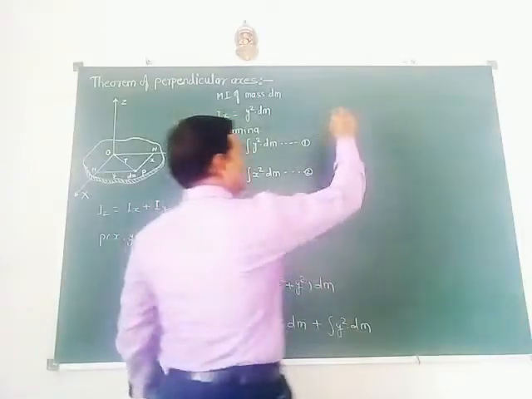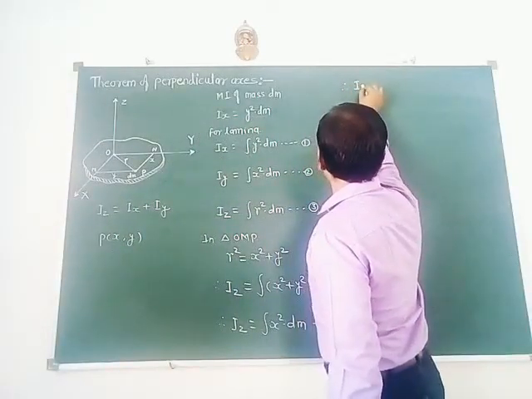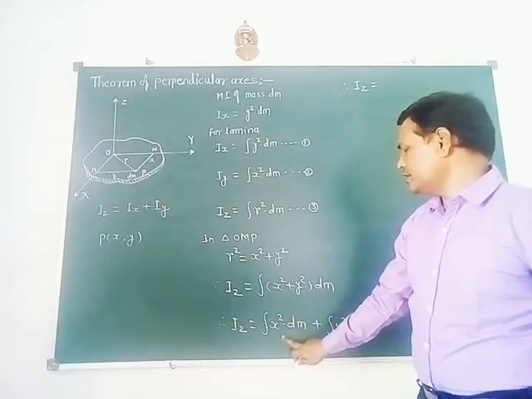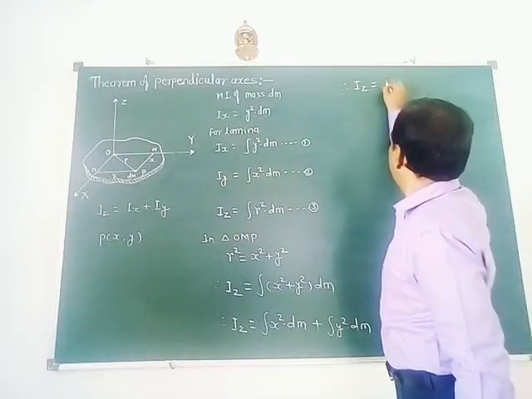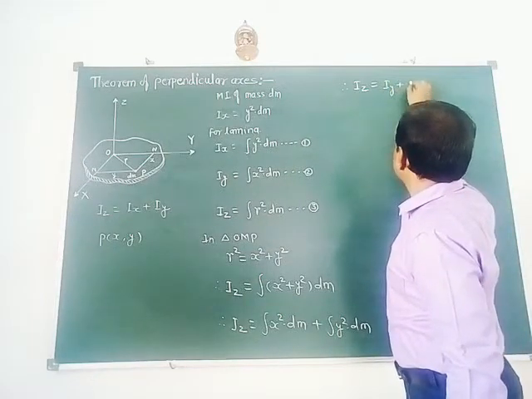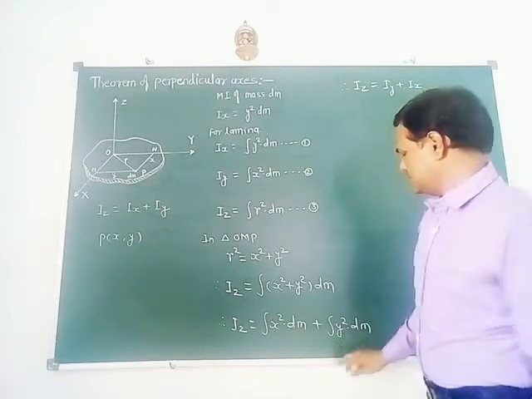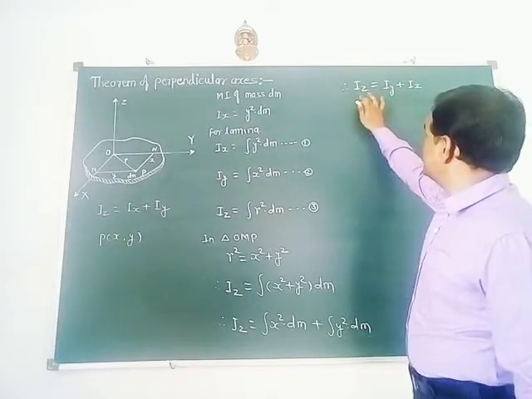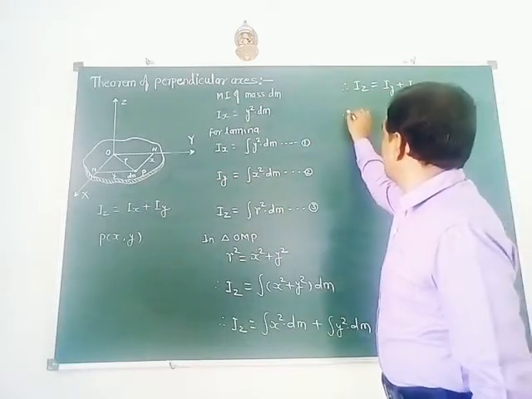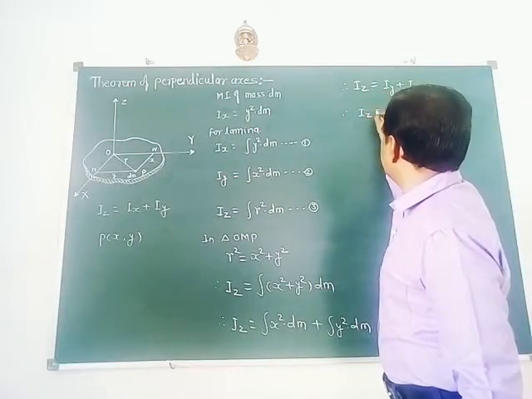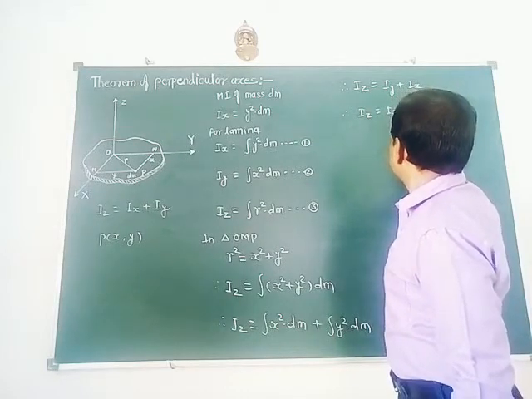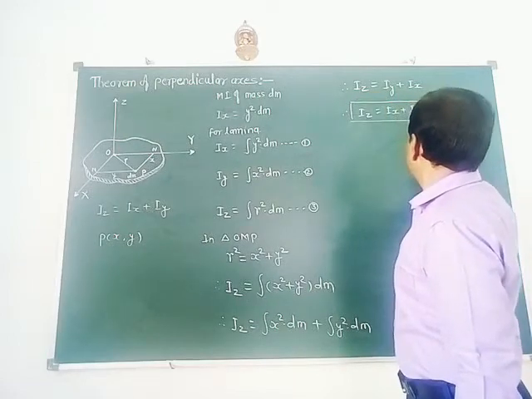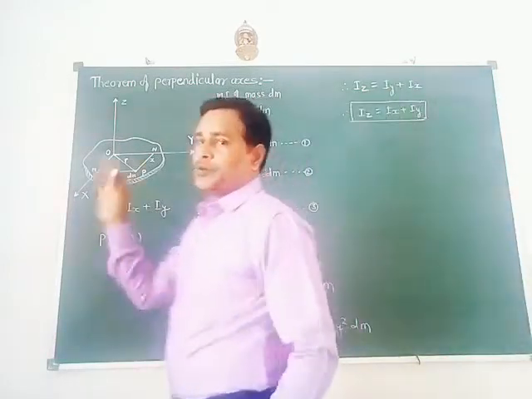So finally we can write, therefore Iz is equal to, integration of x square into dm is Iy plus Ix, where integration of y square into dm is Ix. So it is Iz equal to Iy plus Ix. Also you can adjust the terms and write Iz equal to Ix plus Iy. So this is the proof of the statement, that is the perpendicular axis theorem.